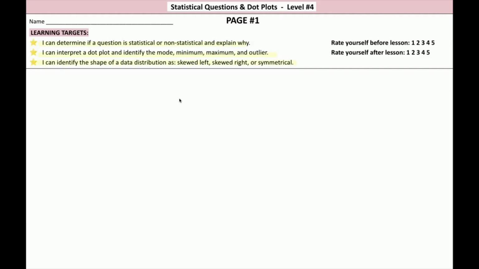Before we get started with some notes, I want you to pause and rate yourself on these learning targets 1 through 5. 1 is the least confident, 5 is the most confident. At the end of today's lesson, we'll come back and rate ourselves after the lesson to see if our confidence has increased. Let's take a look at our notes.